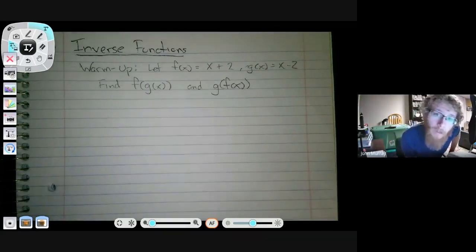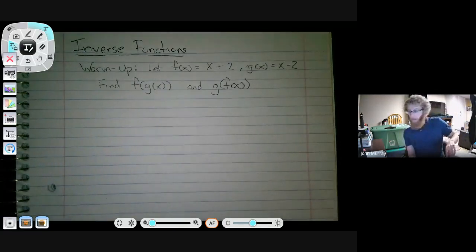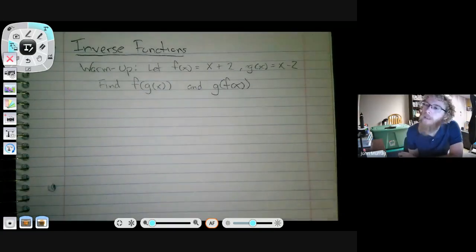Today we are taking a look at inverse functions. With this warm-up, maybe you noticed, from what you may remember from last year, we have two functions. f of x is x plus 2, and g of x is x minus 2. These are two very basic functions, and you can maybe see already that they are inverses. We're doing the opposite operation to our x.